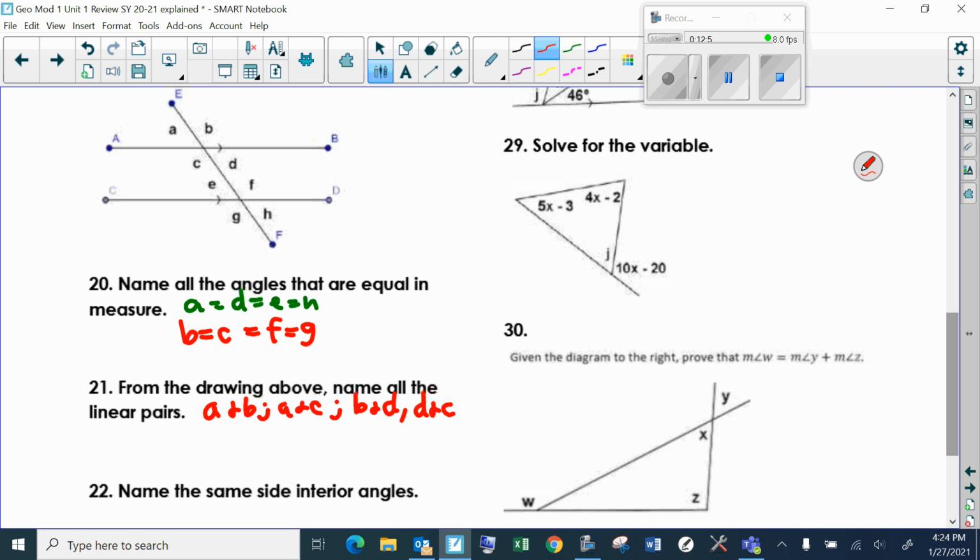Now the next group down here, E and F, E and G, F and H, and G and H. So 1, 2, 3, 4 there, 1, 2, 3, 4 there. Okay.